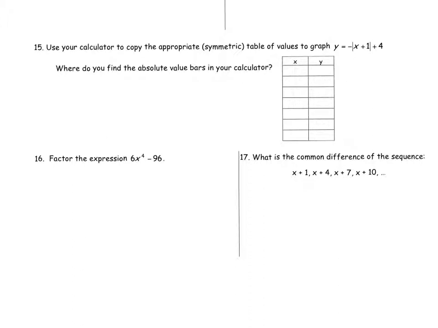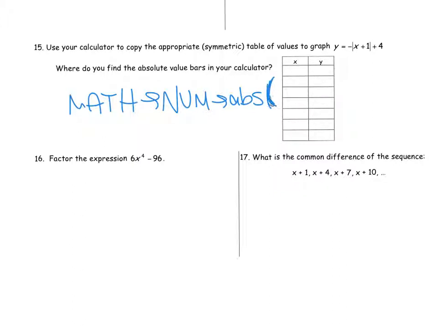So for number 15, guys, if you just go to your calculator, and if you go math, num, and then ABS, you'll be able to find the absolute value. So on the TI-83s, you'll have that parentheses. You'll need to close the parentheses. Don't forget that. And your symmetric table of values should look like the following.